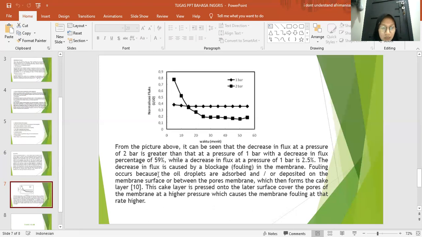The decrease in flux is caused by a blockade or fouling in the membranes. Fouling occurs because the oil droplets are absorbed and deposited on the membrane surface or between the membrane pores, which then form the cake layer. This cake layer is placed on the membrane surface and covers the pores of the membrane at a higher pressure, which causes the membrane fouling to be higher.